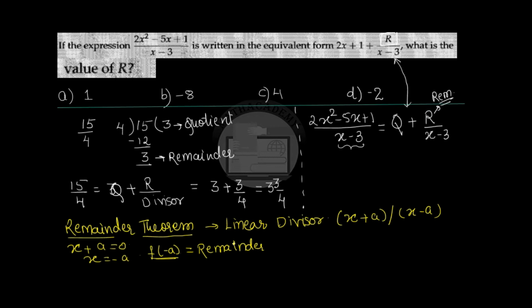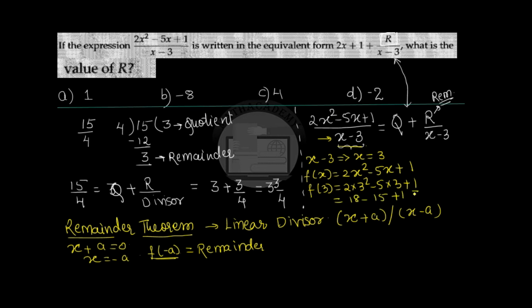Based on this concept, we see here that x minus 3 is our divisor. So I'll equate the divisor to 0. I'll get x is equal to 3. And what is the dividend which I am having? The expression which I am dividing is f of x, which is 2x square minus 5x plus 1. I'll just find f of 3. F of 3 is 2 into 3 square minus 5 into 3 plus 1, which gives us 18 minus 15 plus 1, which is again equal to 4, which is same as our previous remainder, which we got while doing the long division.